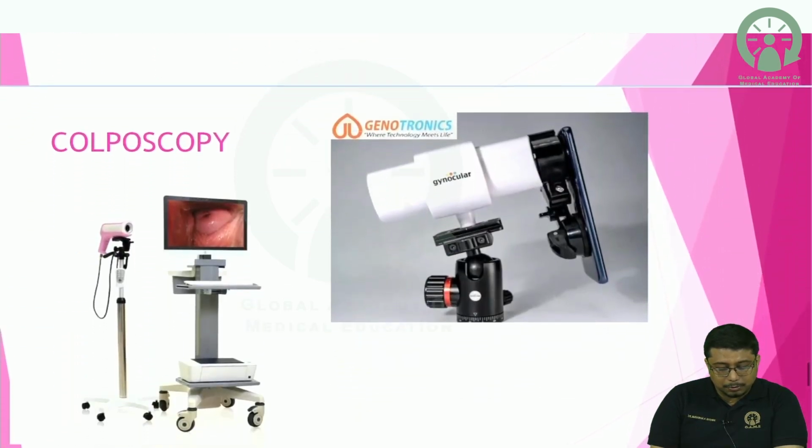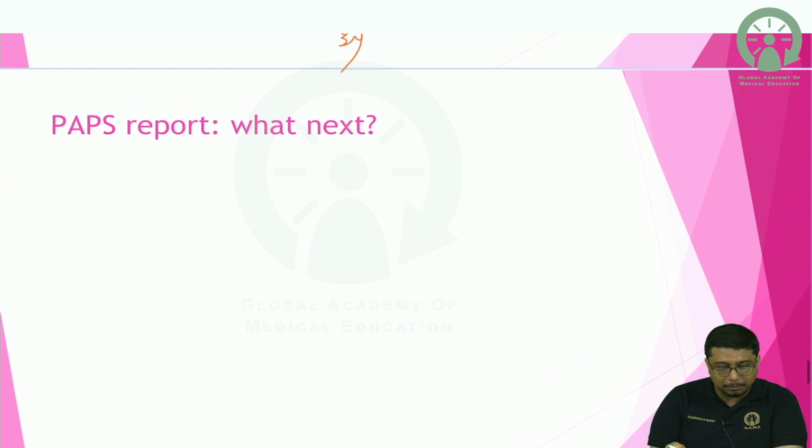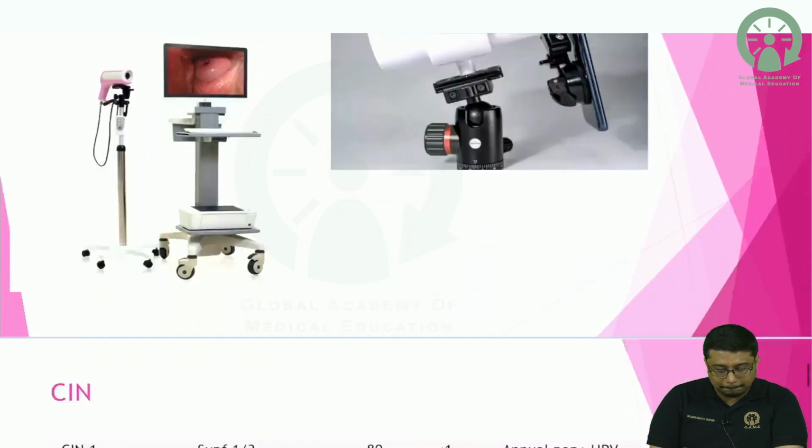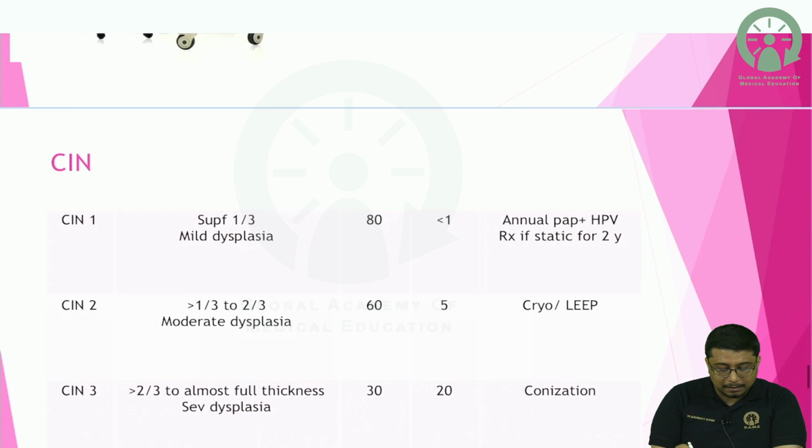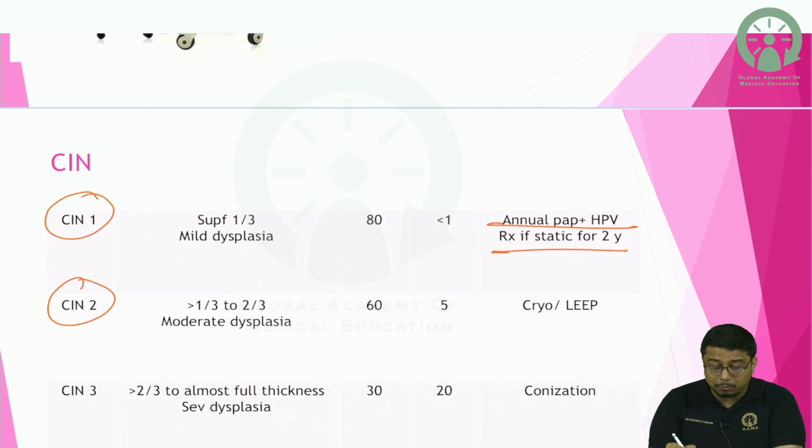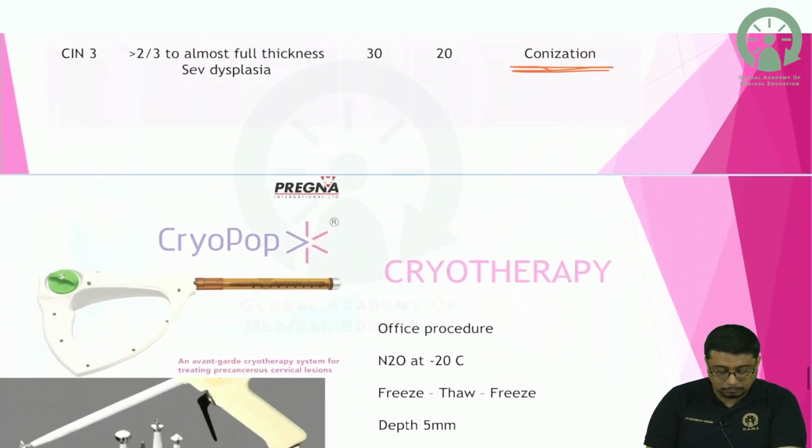So what to do if PAP's report is abnormal? If it is something like CIN1 or CIN2, CIN1 we will do annual PAP and we will do treatment if it is static for 2 years, that is, does not resolve by 2 years. CIN2, we need to do a cryoablation or loop electrosurgical excision. CIN3, the treatment is conization or simple hysterectomy.